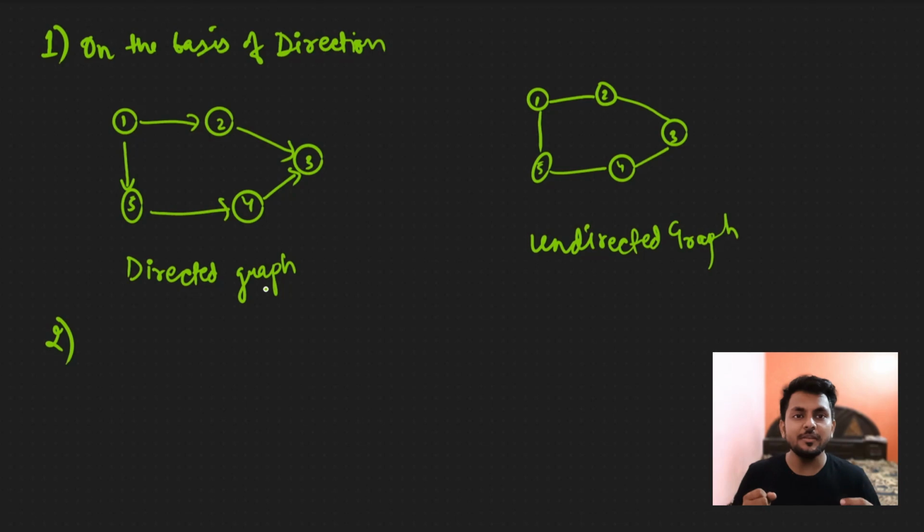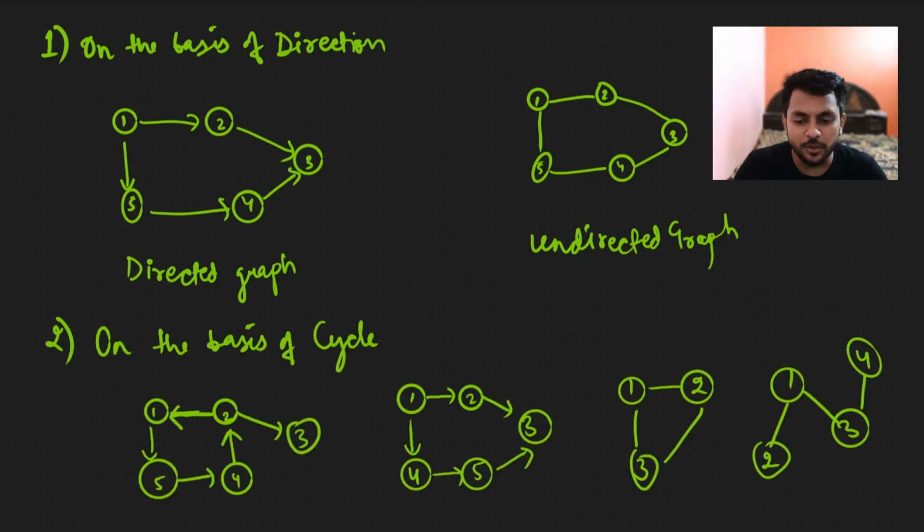Now graph can be further divided into cyclic and acyclic depending on whether a cycle is present in a graph or not. So let's understand what is acyclic and cyclic graph and what is a cycle in the graph. Here in the first graph, from 2 I can go to 1, from 1 I can go to 5, from 5 I can go to 4 and from 4 I can go to 2. So you can see that this forms a cycle.